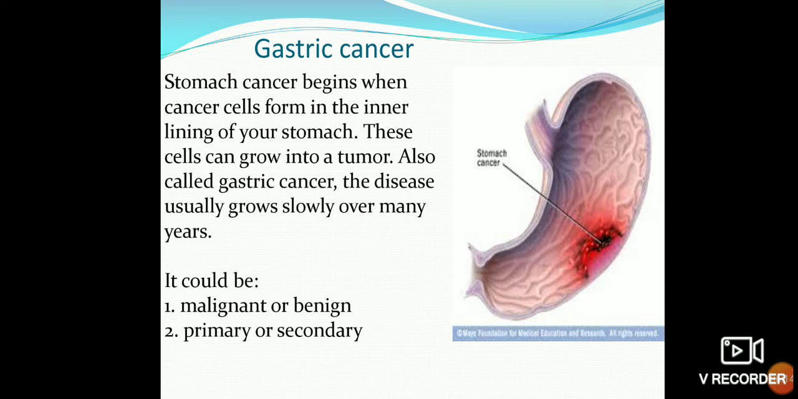Gastric cancer. Stomach cancer begins when cancer cells form in the inner lining of your stomach. These cells can grow into a tumor, also called gastric cancer. The disease usually grows slowly over many years. Gastric tumors may be malignant or benign, and primary or secondary. Secondary tumors come from malignancies at various other sites.